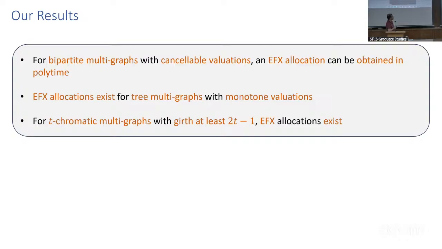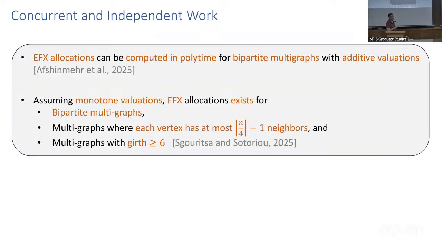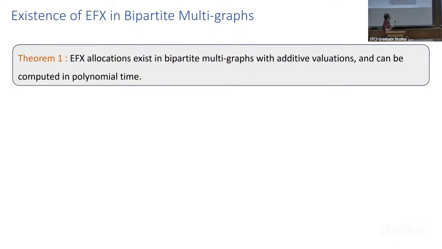In this talk, I'll be proving the first result, and I also assume that the valuations are additive for simplicity. I'll skip this slide in the interest of time, and I'll come back to it later if we have more time. Okay, so this is a theorem that we are planning to prove. EFX allocations always exist in bipartite multigraphs with additive valuations, and they can be computed in polytime.